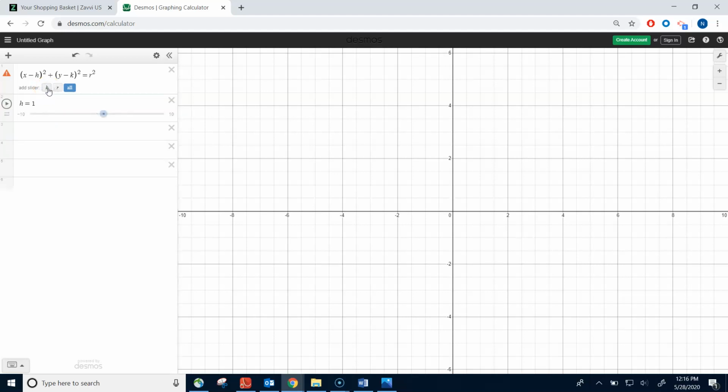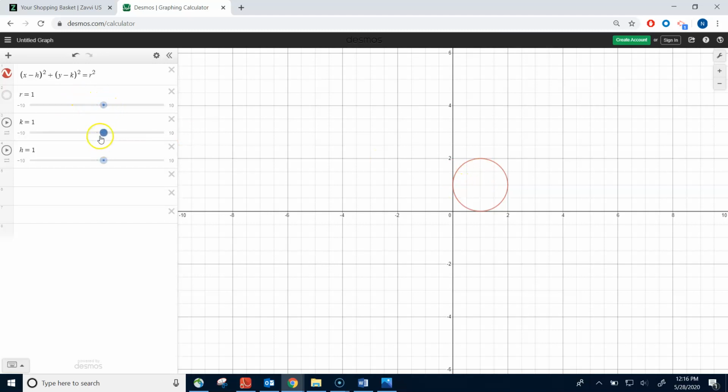And if you'd like to, you can hit these here, which will start making circles. As you move it, it will change the position of your circle, depending on how accurate you want it to be. If you notice, K moves it up and down, H moves it left and right, and R changes how big it is.